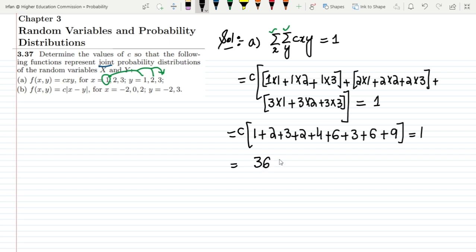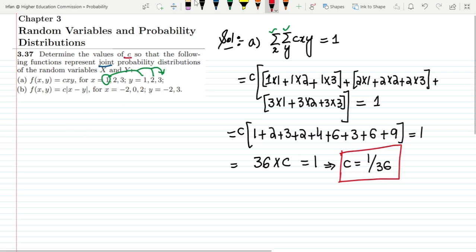So 36 multiplied by c equals 1, and taking this c equal to what? This would be 1 over 36, and that is the value of c which we wanted to find. So that is the solution of part A of our question, in which we have determined the value of c.